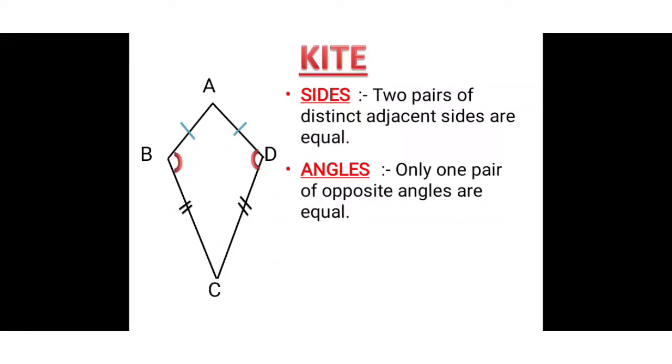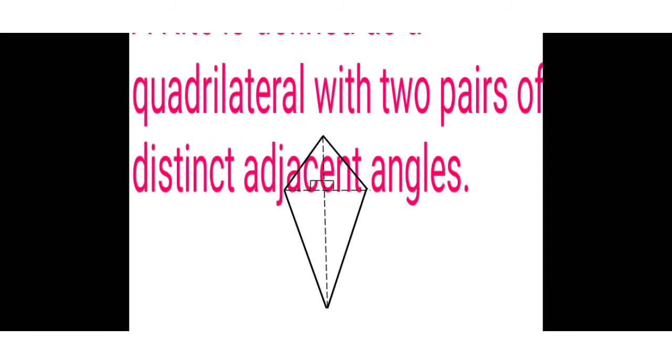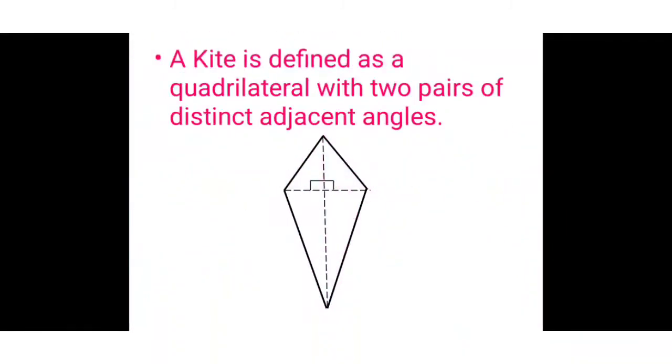Angles, only one pair of opposite angles are equal. So you see here angle B and angle D are equal, which are opposite to one another. And diagonals bisect each other and they are perpendicular to each other, which means wherever they bisect they form 90 degrees. So we can define a kite as a quadrilateral with two pairs of distinct adjacent sides equal.